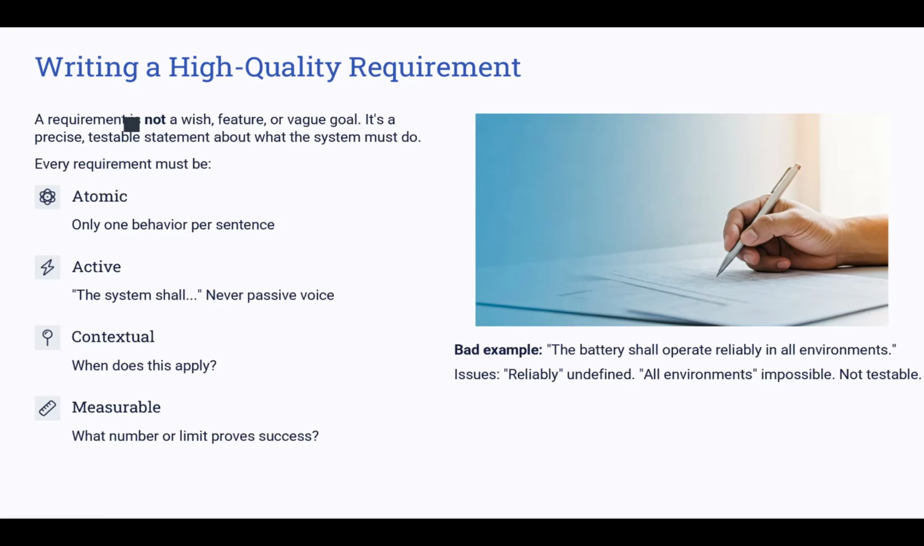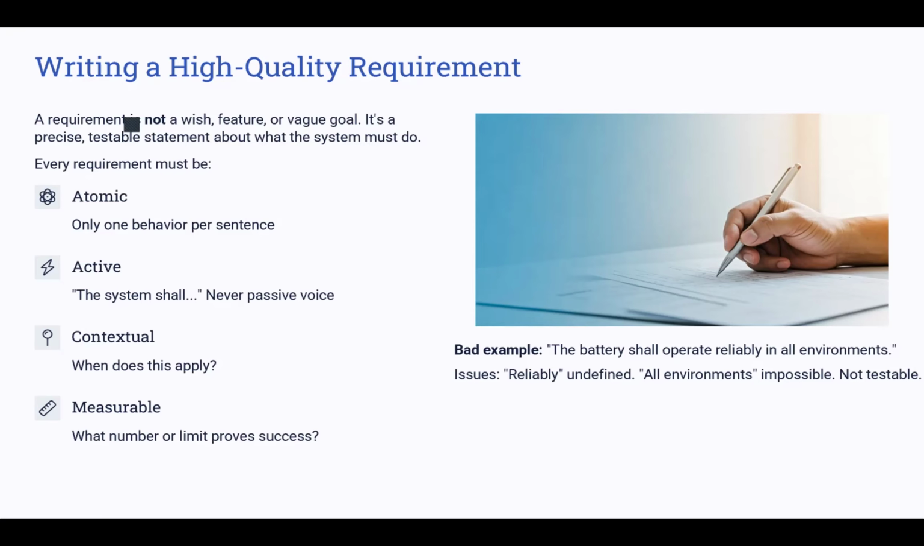Okay. Next characteristic should be active. So there is no passive voice. The system shall do something, shall meet this expectation, shall be following this criteria. You know what I'm saying? So the system will work under this condition.